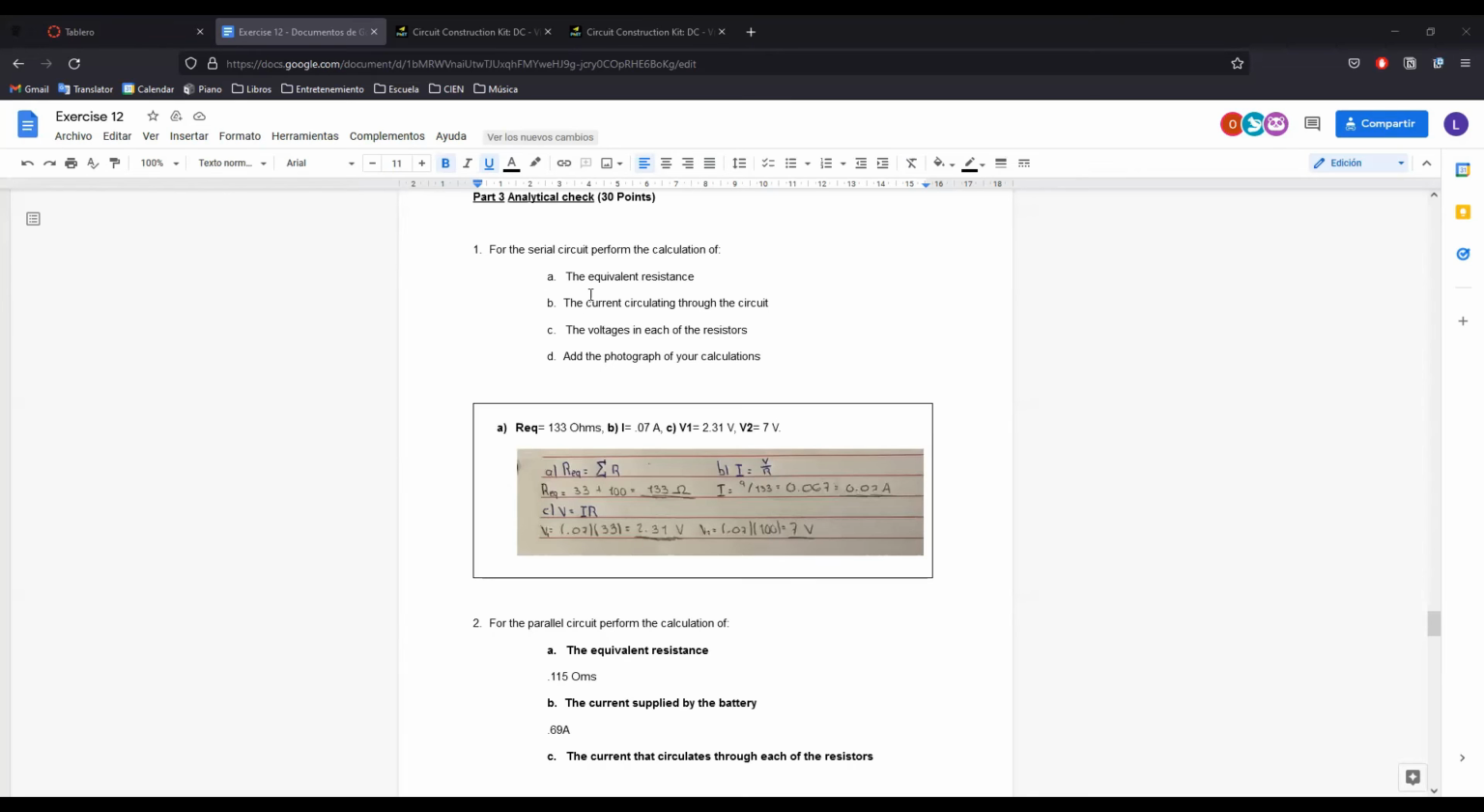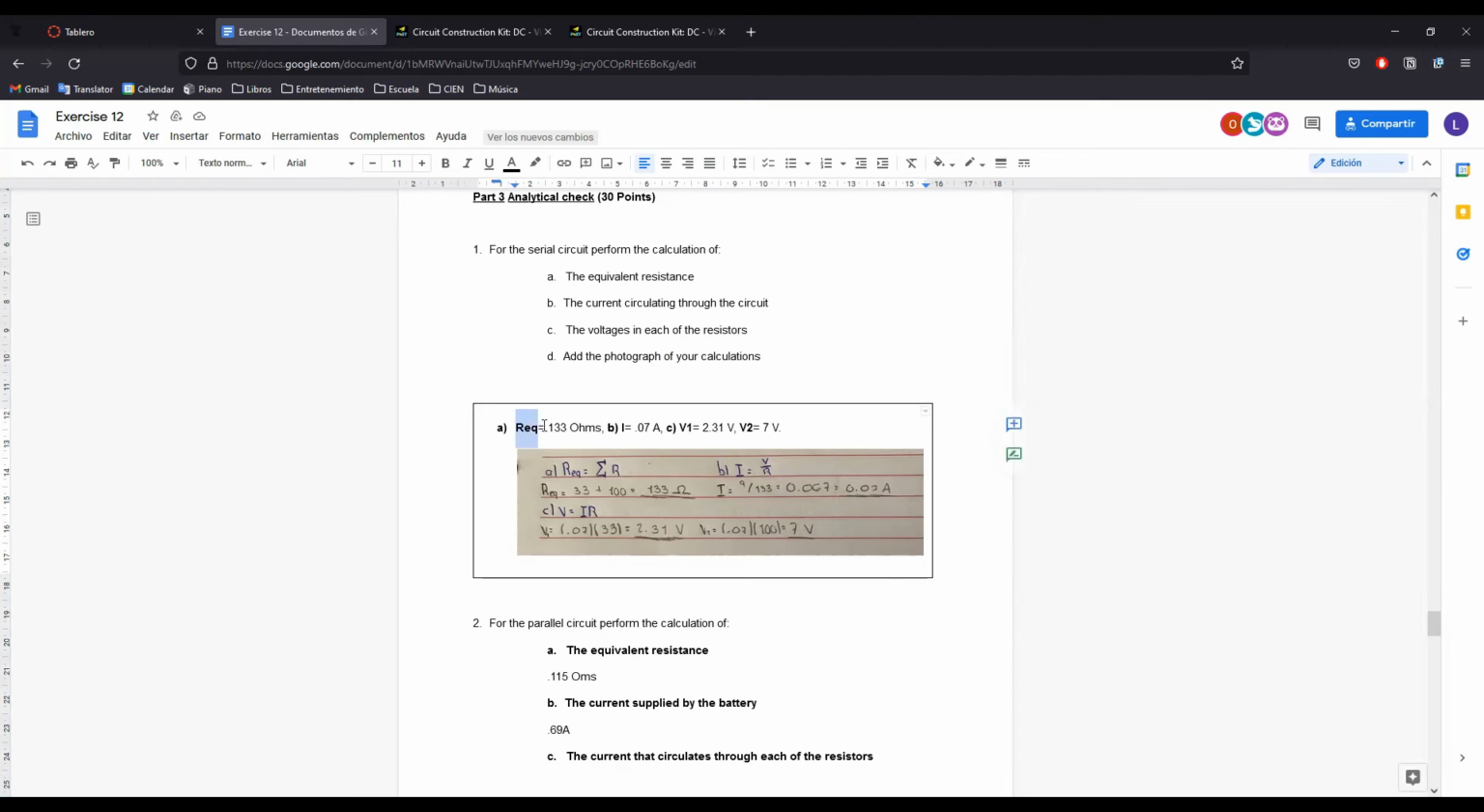Well, now for part 3, the analytical check, we've been given these problems that we have to solve. For the first experiment, we have to find the equivalent resistance, the current in the circuit, the voltage in each resistor, and we have to have a photograph of the calculation.